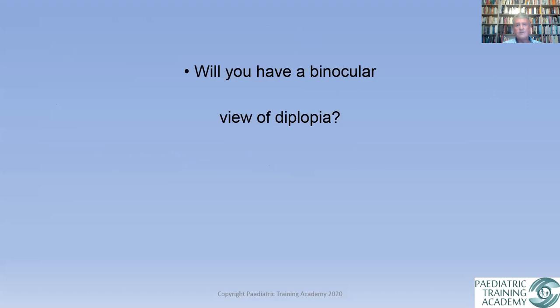So I hope that I've been able to refresh your knowledge a little bit. I hope that I've been able to show you 1 or 2 new things about diplopia. I certainly had my eyes opened when I realized that I could not come up with any objective test. If a patient cannot respond to me, I don't know if they have diplopia. And hopefully you will now have what I've called a binocular view of diplopia.